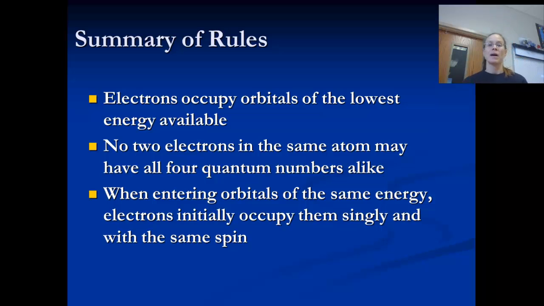Electrons are going to occupy orbitals of lowest energy available. They'll occupy those lowest energy orbitals before they start occupying higher energy orbitals. Remember that that's also known as the ground state for those electrons. No two electrons in the same atom may have all four quantum numbers alike. So the principal energy level will be different, or the sublevel letter SPDF will be different, or the orbital that they reside in will be different, or the spin number will be different.